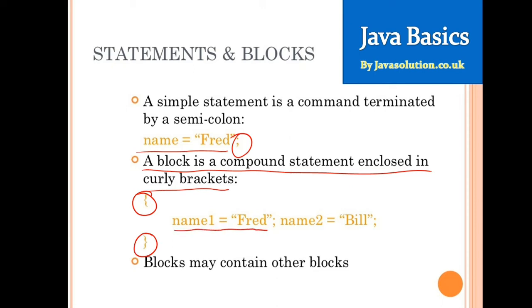This is one statement terminating here. Second statement, we can write the third statement. For example, I can write int age is equal to 30, right? So this all will be inside this block. So a block may contain other blocks as well.